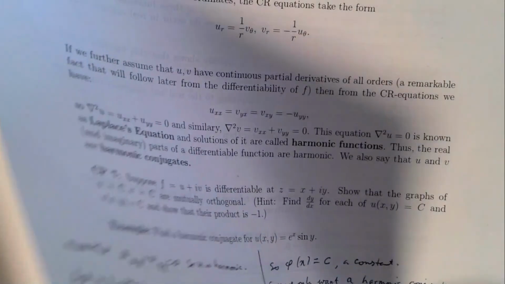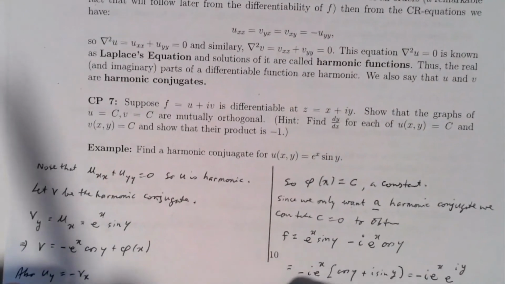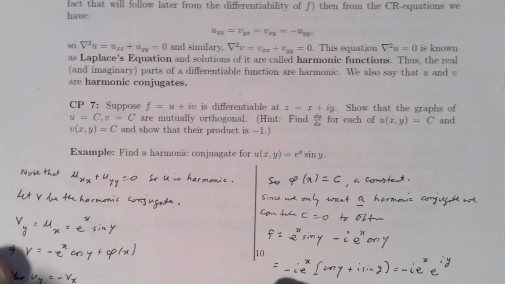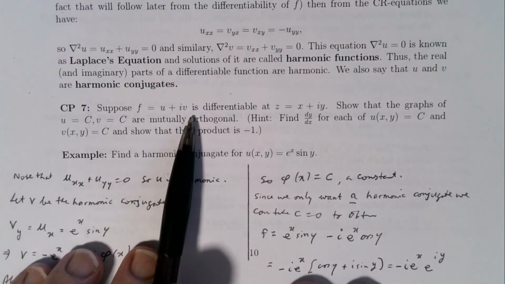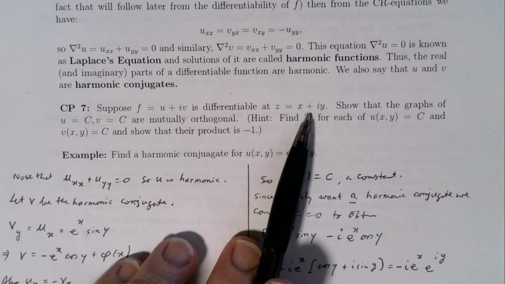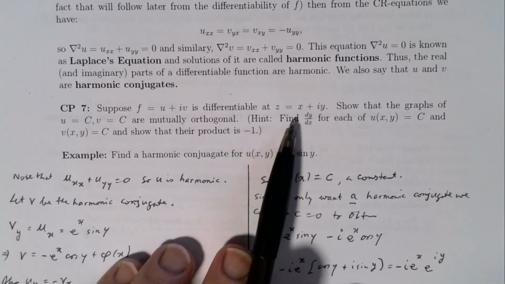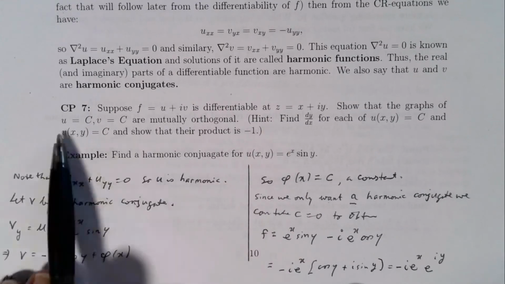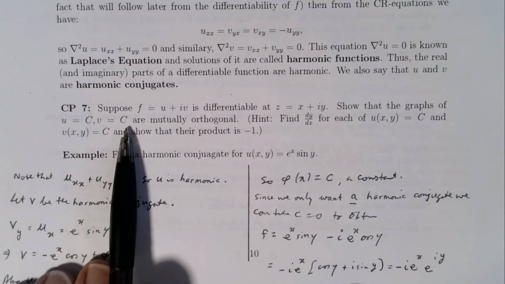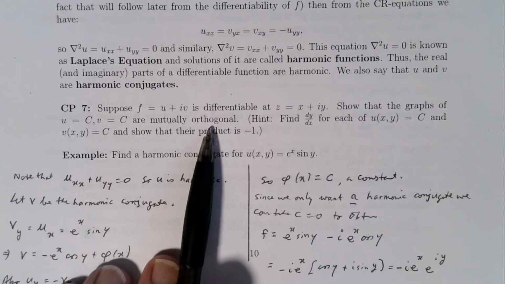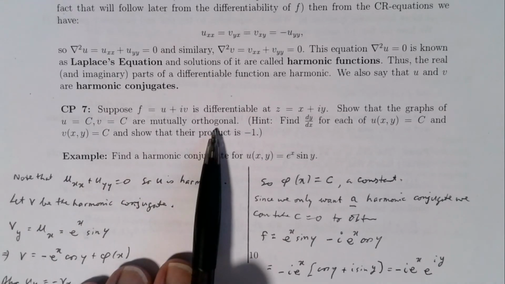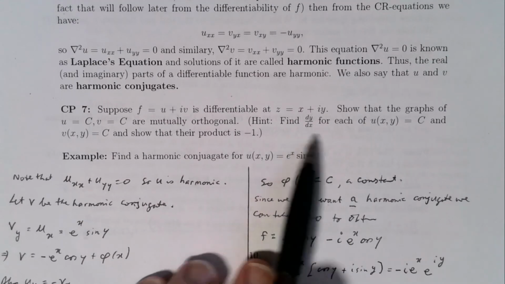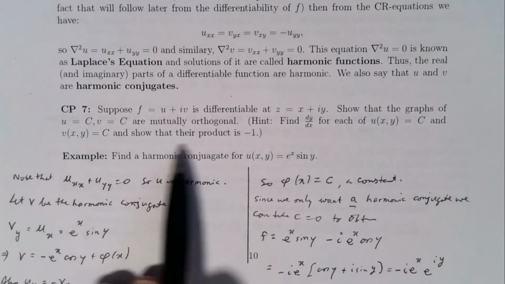Now, here's another challenge problem, which is a nice problem to do. If you've got a function u plus iv that is differentiable at z equals x plus iy, and you take the real and imaginary parts, put u equals a constant and v equals a constant, then you want to show that the graphs of these two curves are mutually orthogonal. A little hint on how to do that: find dy/dx for each of these expressions and show that their product is minus 1.